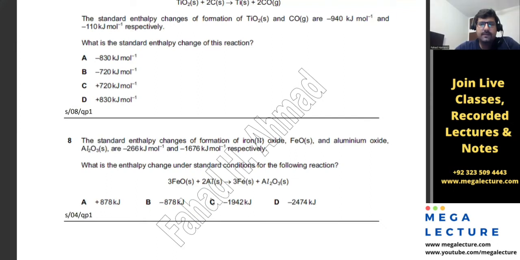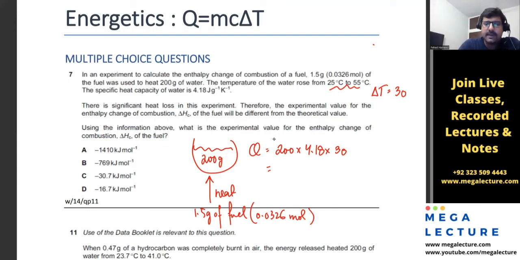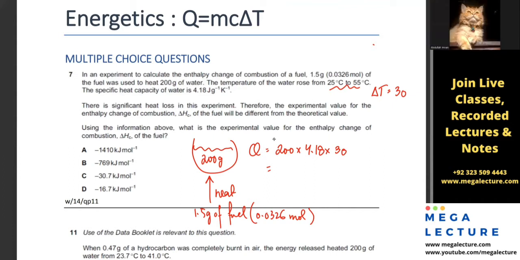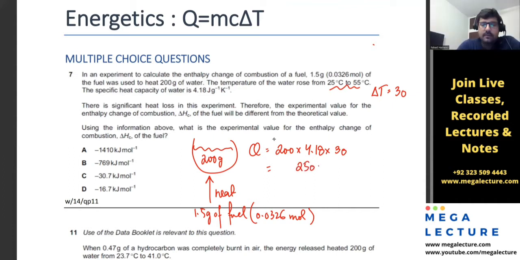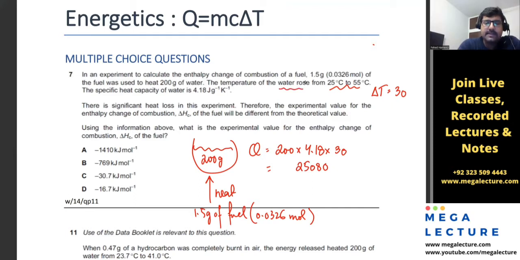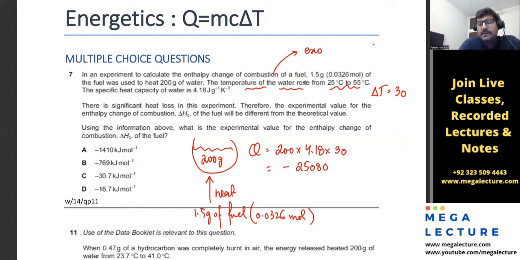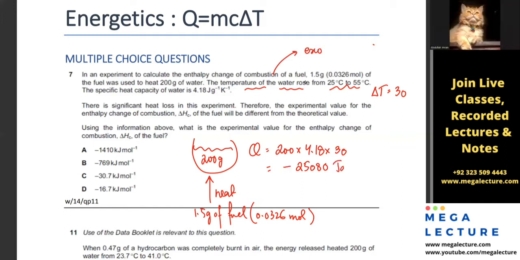Is that 25,000? So one second. You're getting 25,080, minus or plus? It's exothermic. It's the temperature. That's minus. So it's minus 25,080, and it's going to be in joules. Remember that, okay? Make sure it's going to be in joules.